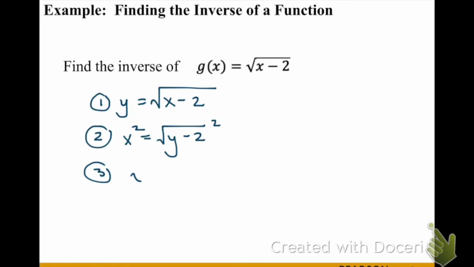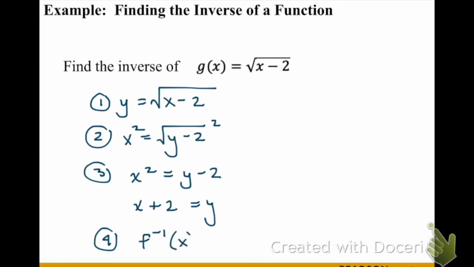From here, since the most outside thing trying to get y by itself is the square root, we're going to undo that by squaring both sides, which will give us x squared equal to y minus 2. And so finally, the last thing we need to do here is add 2 to the other side. So we can rewrite this as, in this case, g inverse of x is equal to x squared plus 2.